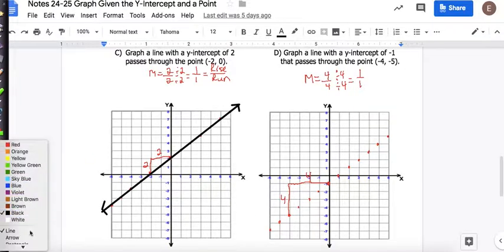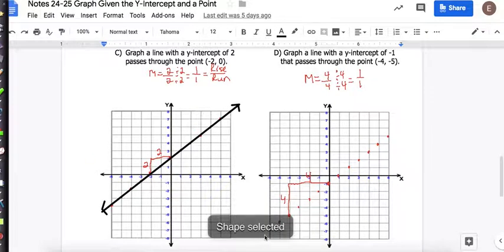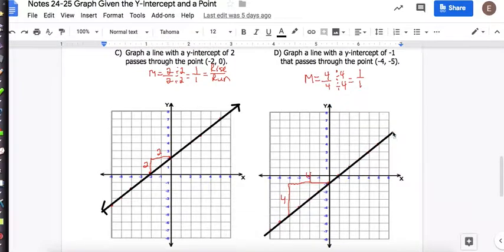So use your ruler to connect the points. And I got distracted over here and forgot to write up here, rise over run.